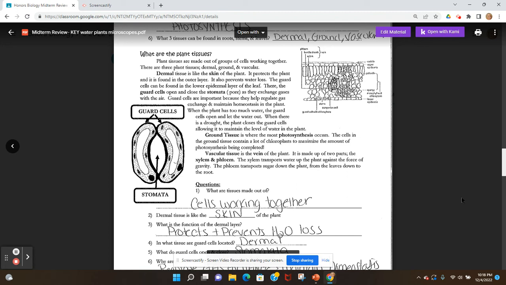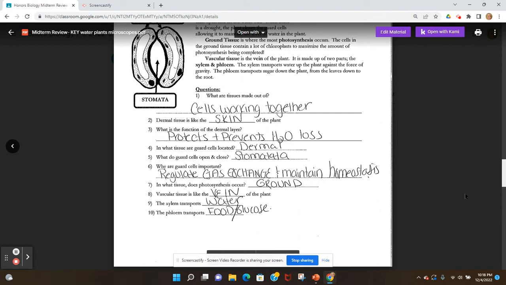Phloem transports sugar down the plant from the leaves down to the root. What are tissues made out of? Cells working together. Dermal tissue is like the skin of the plant. What's the function of the dermal layer? Protects and prevents water loss.